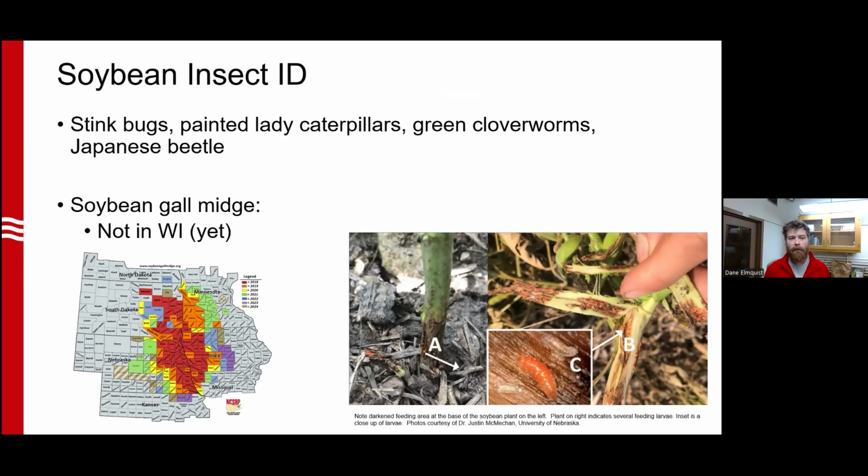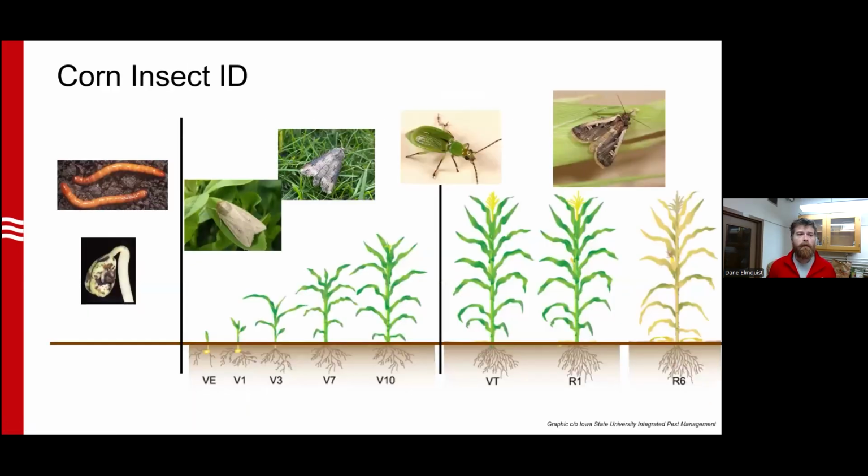soil surface. The closest known infestation of soybean gall midge to Wisconsin is in Rice County, in south central, southeast Minnesota. So just something I figured folks should be aware of when you're out there looking at plants. All right, we're going to move into corn here relatively quickly.